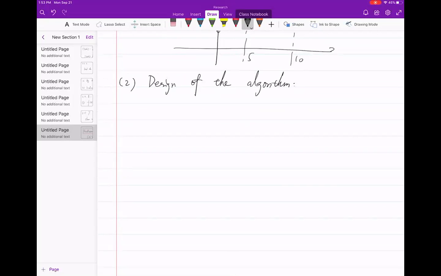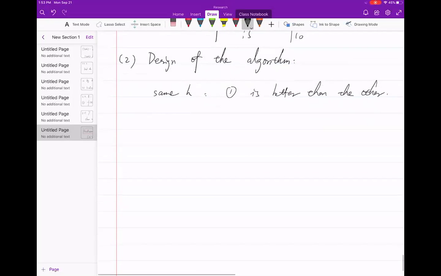That means if I have two algorithms, they have the same h, but somehow one is better than the other. That means with the same resources, we have a better algorithm. And then we just keep developing better and better and better. In this way, we increase our computing power. Still okay? Now, how do you do that? I will give you some example.